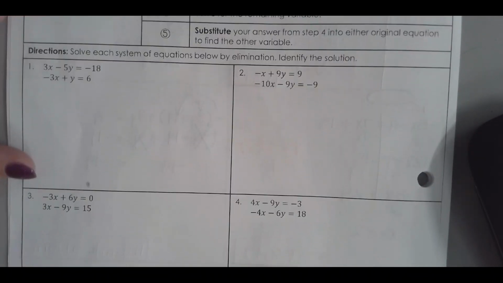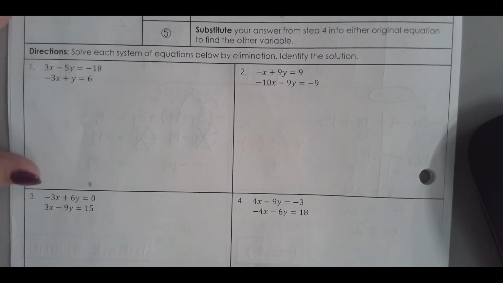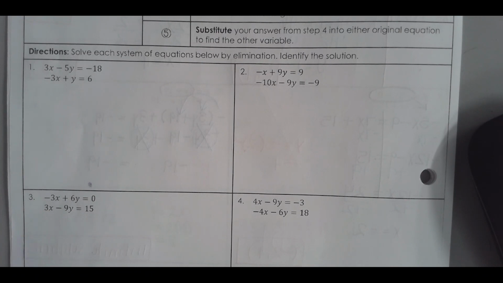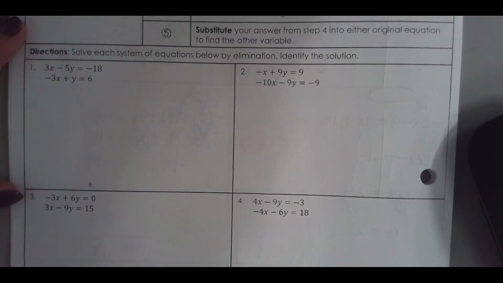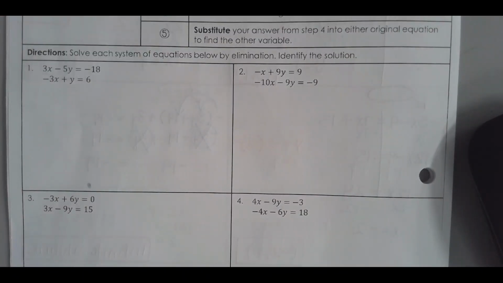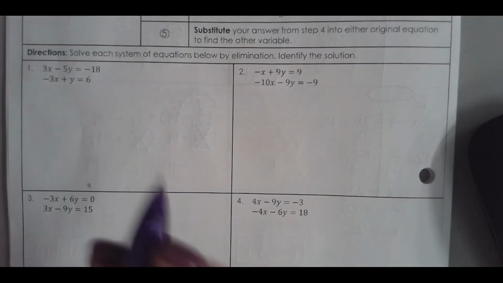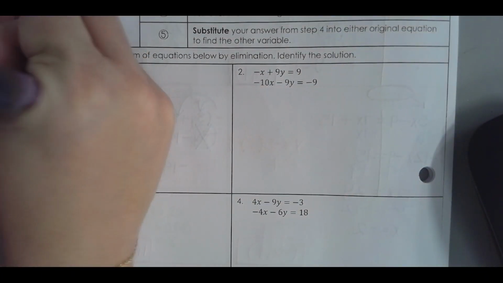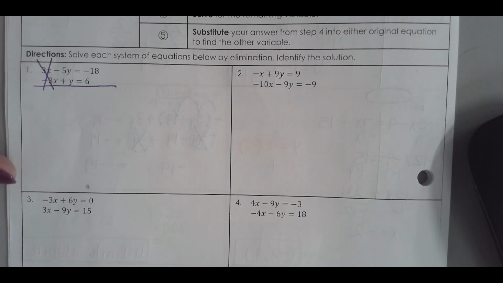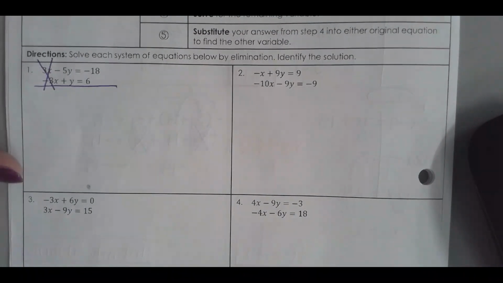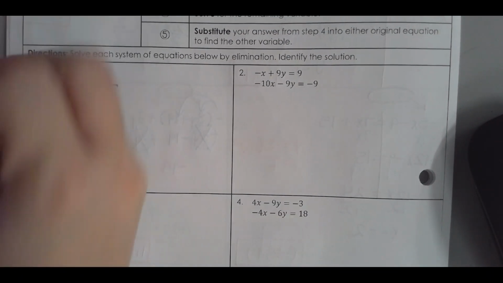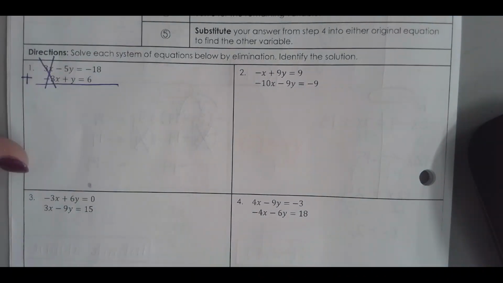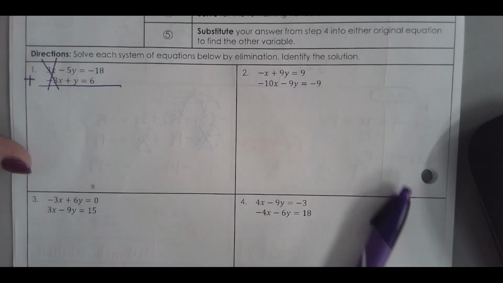So let's look at number 1. I'm looking at both equations. If I add either the x's or the y's, would either of those turn into 0? Yeah, the x's, the 3 and the negative 3. Good. So we're just going to eliminate that variable because it adds up to be 0. We're going to add everything else straight down.